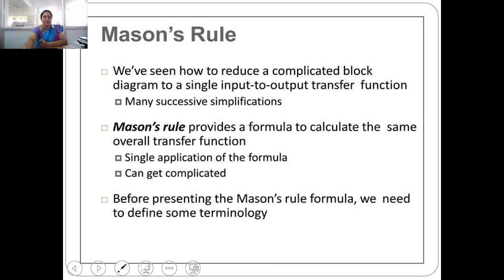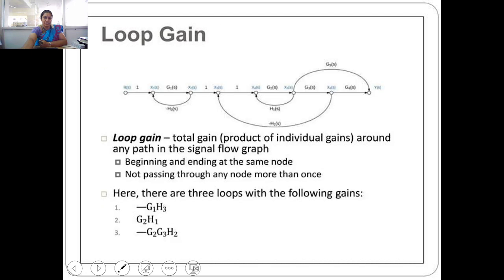And your transfer function is found by Mason's rule. That is, it is a simple formula you have to use. And this is your loop gain, that is G(s) into H(s). This is one of the loop gains, and this is also one loop, and this is also one loop, this is also one loop.